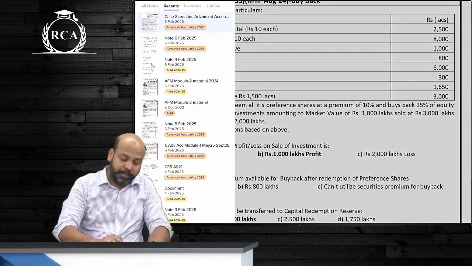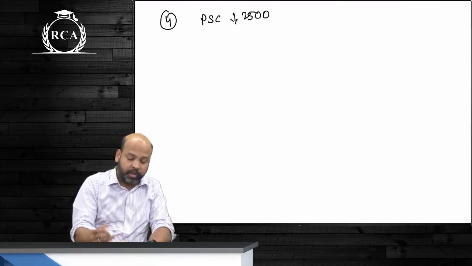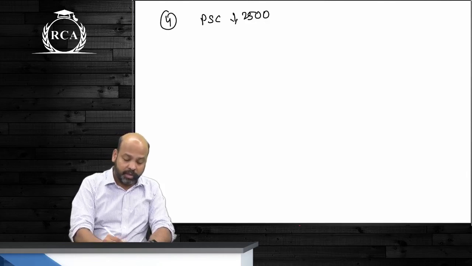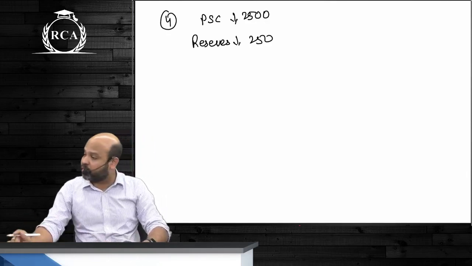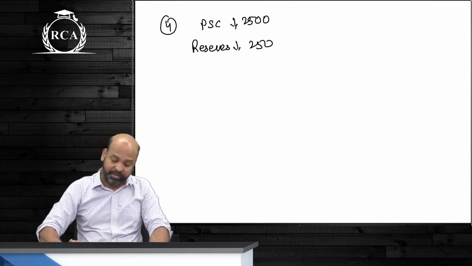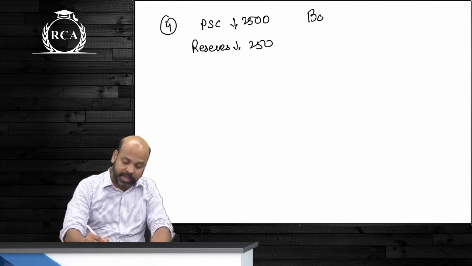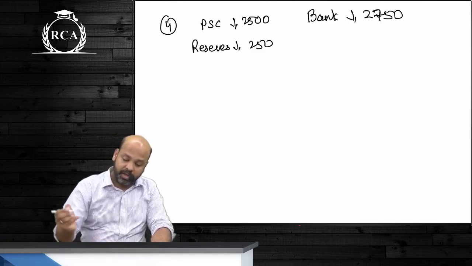To redeem my preference shares at a premium of 10%, guys, pay attention. Your preference share capital is going to reduce by 2,500. My reserves, beta, will reduce by 250. Why will my reserves reduce by 250? There is premium on redemption of preference shares. My bank balance or cash balance should reduce by 2,750. Any doubt in this?